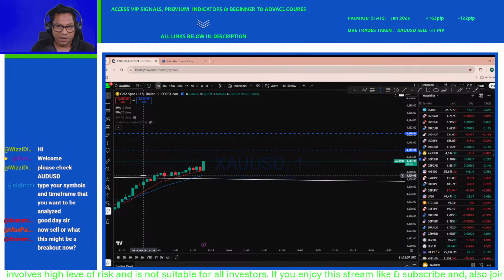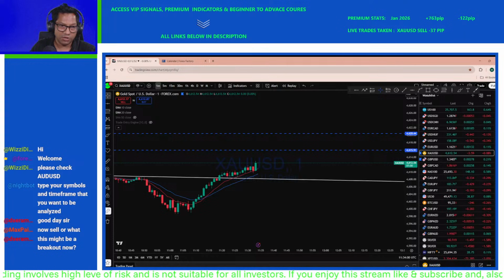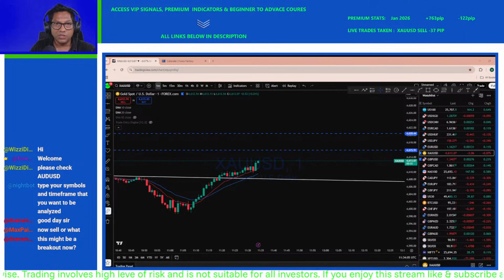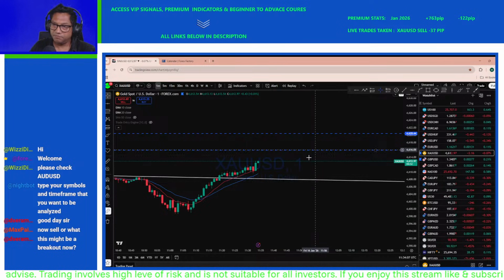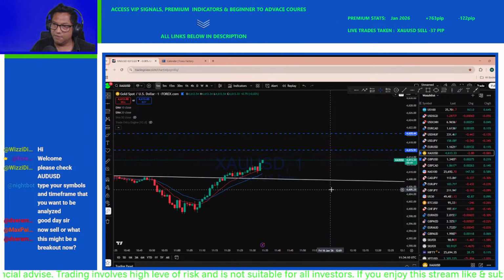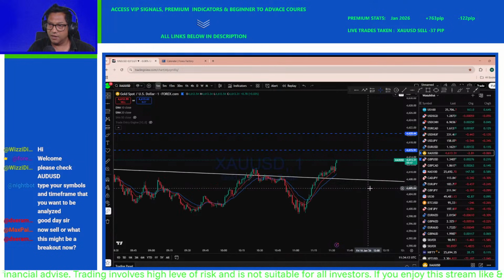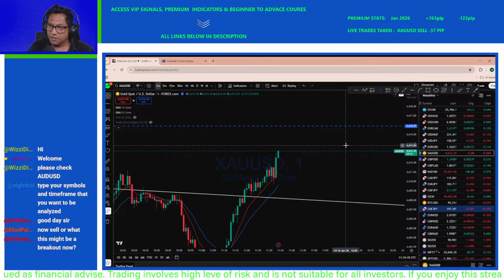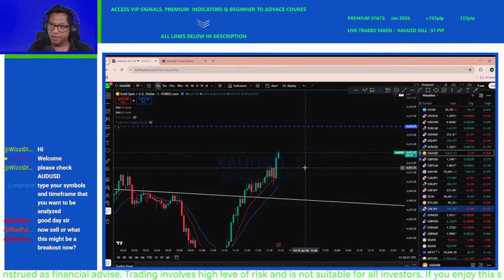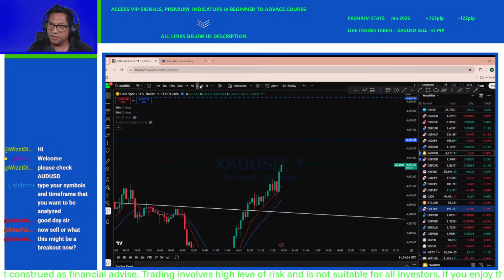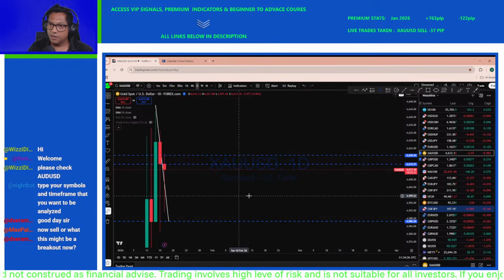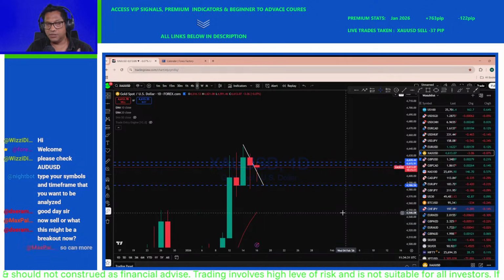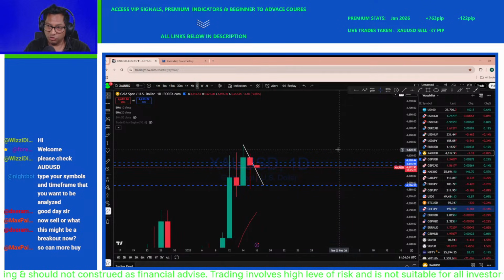This might be a breakout now. Yeah, I think it's already a breakout that you can see in this market. A significant breakout here. And now on the daily chart, the market is approaching that daily high. This is a sign of the long-term trend continuation back to the upside.